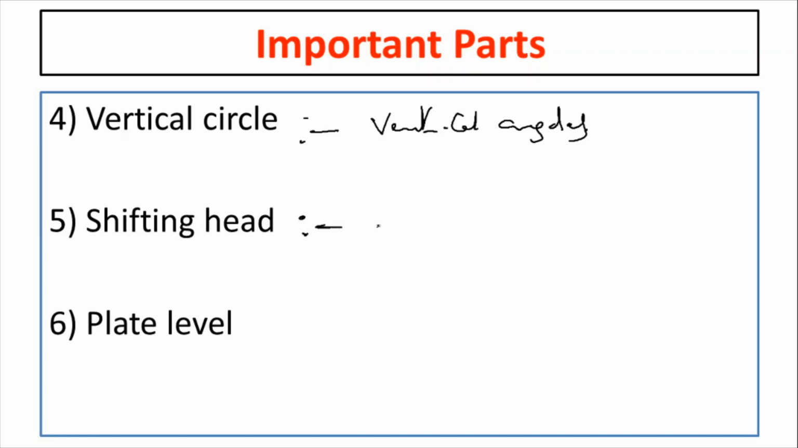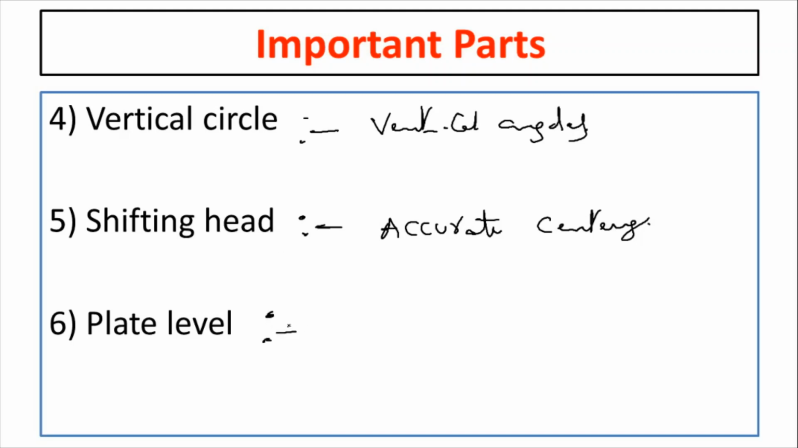Next one, shifting head. This shifting head is used for the accurate centering. So basically by moving the tripod legs, we will do the approximate centering, and to do the accurate centering we have to use the shifting head.